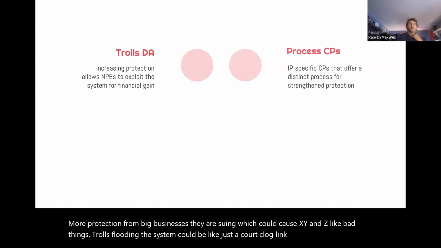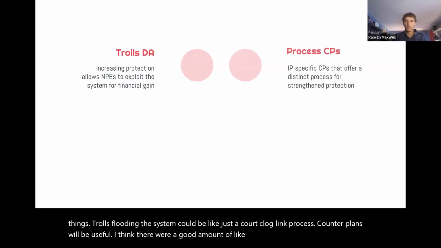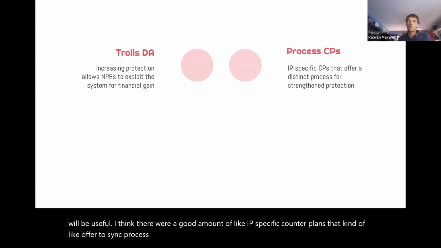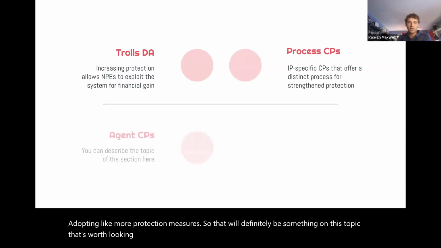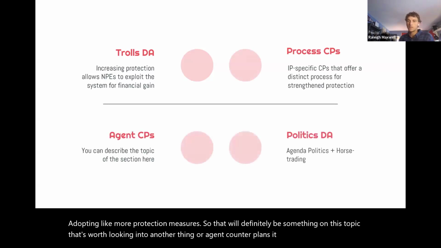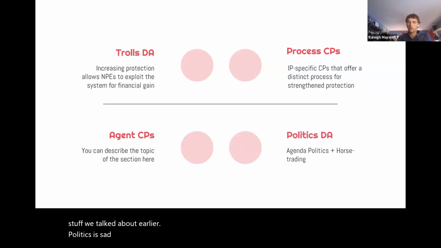Process counterplans will be useful, I think. I think there are a good amount of IP specific counterplans that offer a distinct process for adopting more protection measures. So that will definitely be something on this topic that's worth looking into. Another thing is agent counterplans. It depends on the competition stuff we talked about earlier. Politics disad, agenda politics, and horse trading will be big. I don't think there's a great link, but definitely worth looking into.